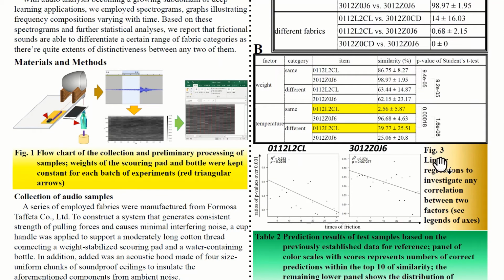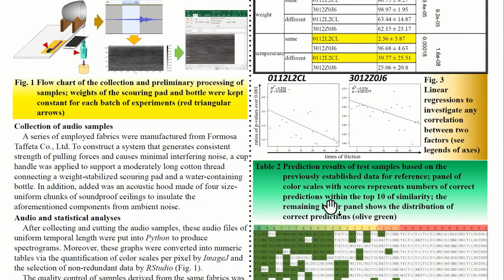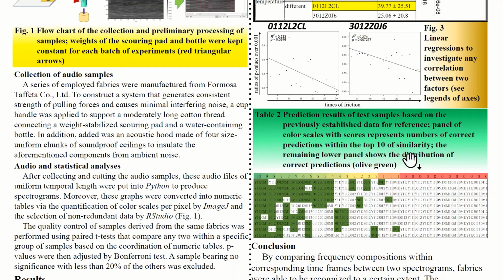And we can see that in figure 3, there is very low correlation between times of friction and similarities. So in conclusion, either the scouring pad or fabrics can endure at least 13 times of friction and won't change their textures very much. And we can see that in the prediction system, there will be more than 60% accuracy here. And the accuracy just means the score is not equal to 0. And the score means the number of correct predictions within the top 10 similarities.